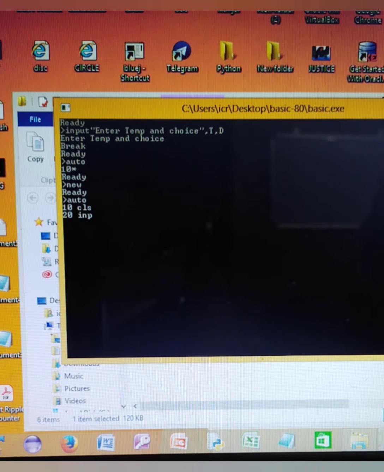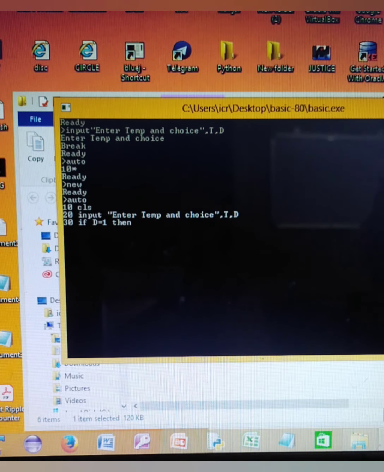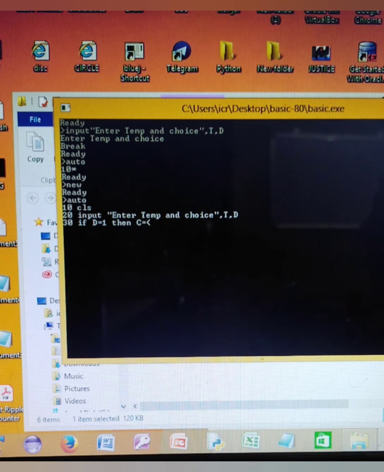CLS, input, enter temperature and choice. Temperature in T and choice in D. If D is equal to 1, then now we'll consider for D is equal to 1 that the temperature taken in T is Fahrenheit. To convert it to centigrade, we'll write C is equal to (T minus 32) upon 9 into 5. And we'll print that also, print C.